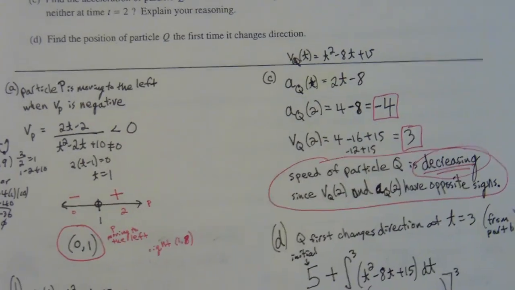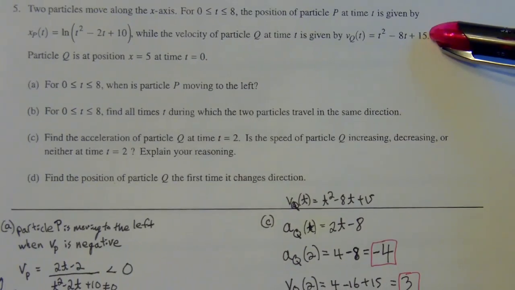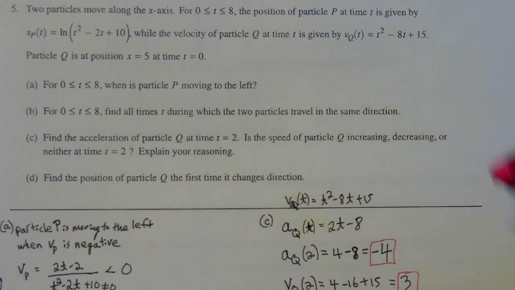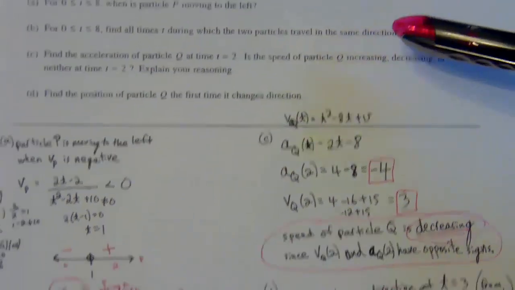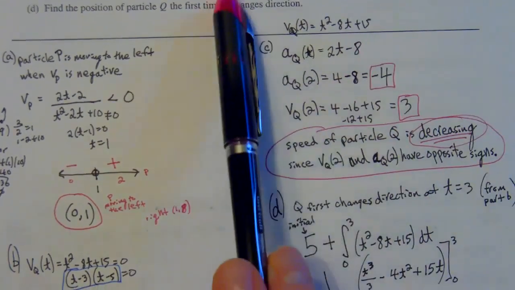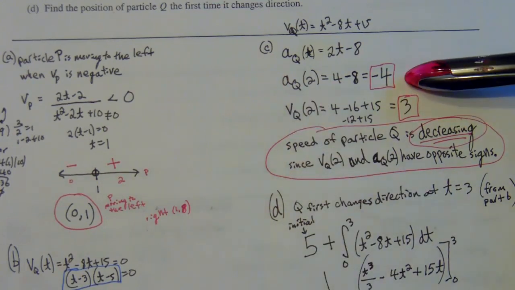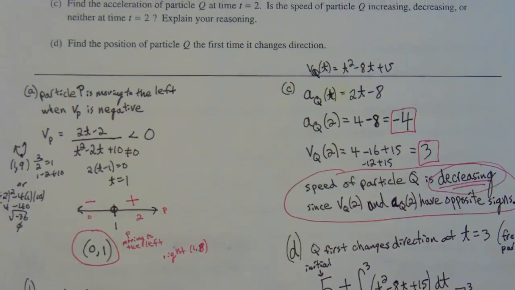Letter C says, find the acceleration of particle Q. I like particle Q because particle Q is our easy polynomial. You know it goes position, velocity, acceleration. So if I want the acceleration, I got to do the derivative of that. So I started with the velocity, did an easy derivative, and then they said at t equals 2. So there's my acceleration at t equals 2. Keep reading. Make sure you read all the problem and answer all parts of it.